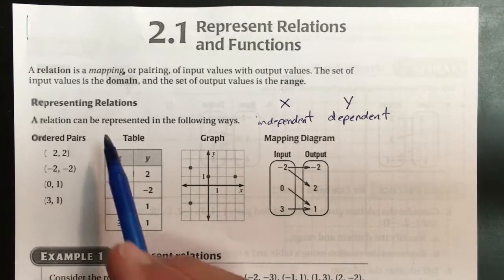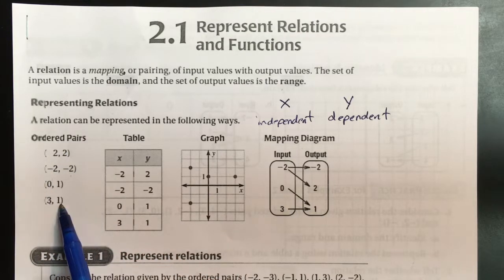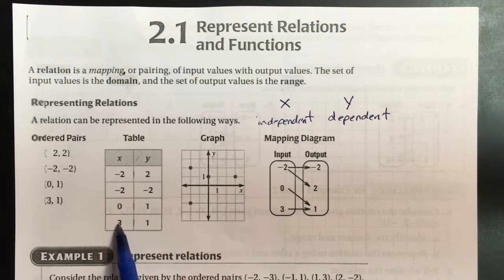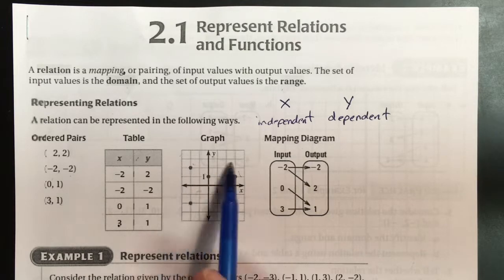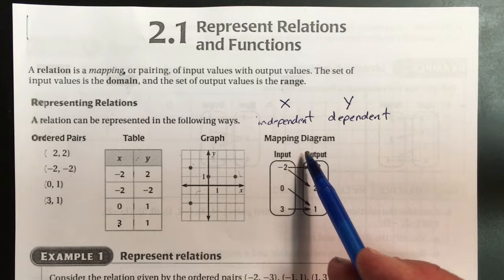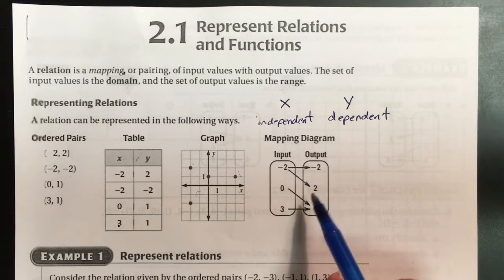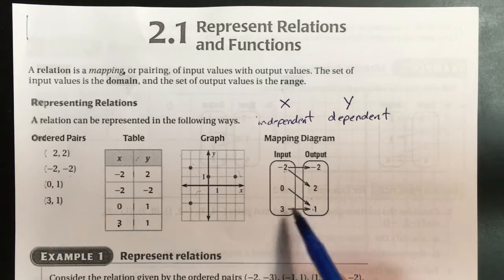So they give you a relation here with some points. So they give you the ordered pairs. You can see them also on a table. You can graph them. There may not be a relationship between each of these points, but you can still do the X and Y coordinates. And then a mapping diagram, which we'll talk about shortly in more detail, has the inputs tied to some outputs.